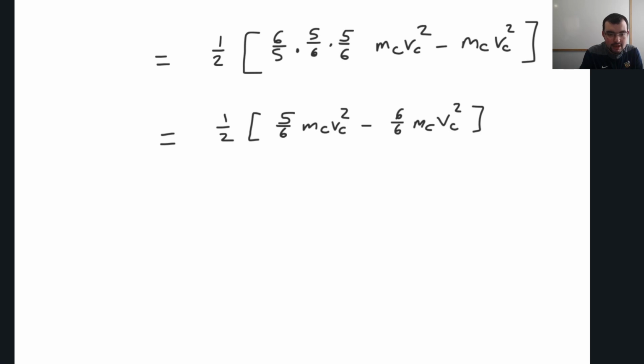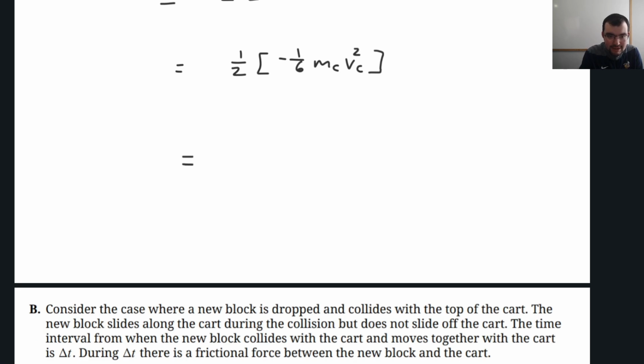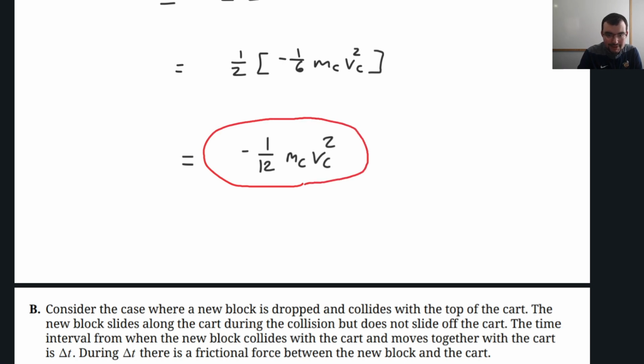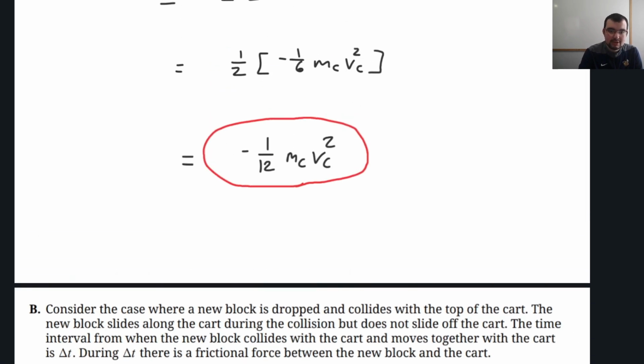So then I'm just taking 1/2 of negative 1/6, which gives us a delta KE of negative 1/12 mcvc squared. And again, notice that we got a negative answer here, which makes sense because all collisions, except for elastic ones, lose KE to the surroundings. So if we get a positive answer, we probably flipped our subtraction sign or did the momentum wrong.